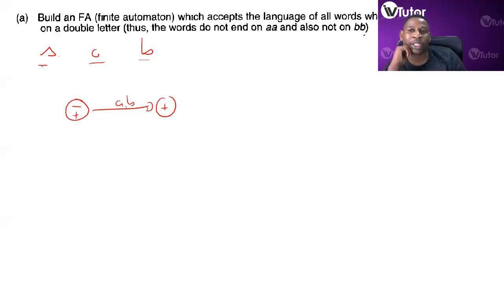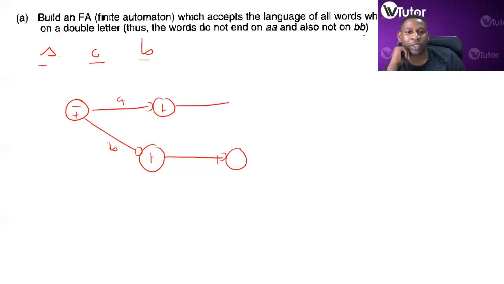So in a bid to avoid that, what you can further do is to say we can have an A separate and a B separate. So that if you have, after this B, another B, it's not a final state. If you have another A, it's not a final state. From an A, you can go to a B, which is a final state. From a B, you can go to an A, which is a final state.